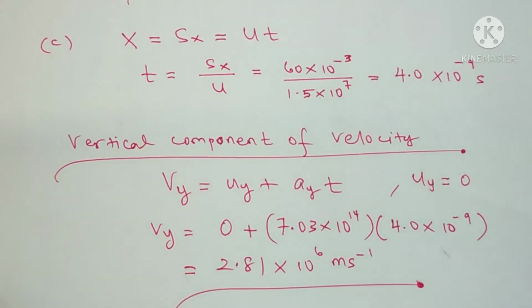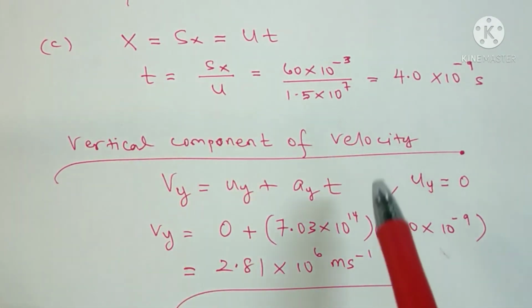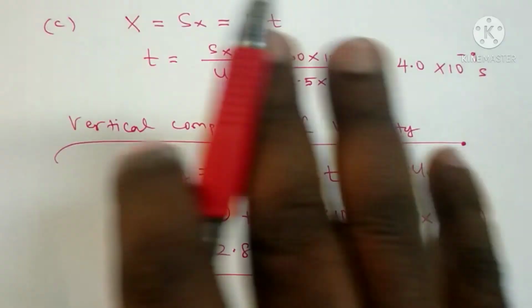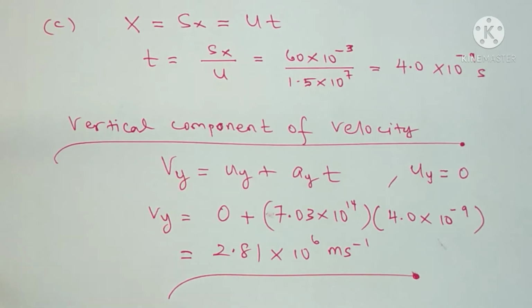At the beginning part of finding the vertical and horizontal components of velocity, we have to find the time taken for the electron to cross the field, which equals 4.0 times 10 to the power of negative 9 second, and substitute all the possible values into this formula to get the vertical component of velocity, which equals 2.81 times 10 to the power of 6 meter per second.